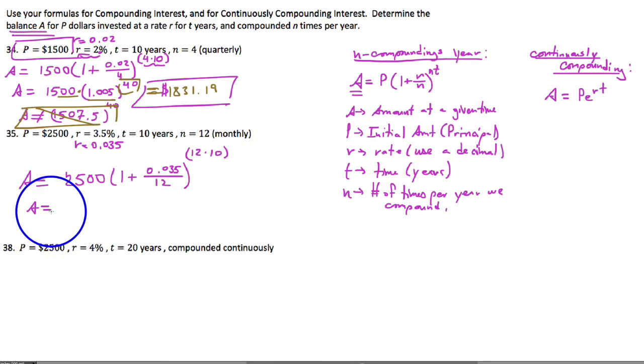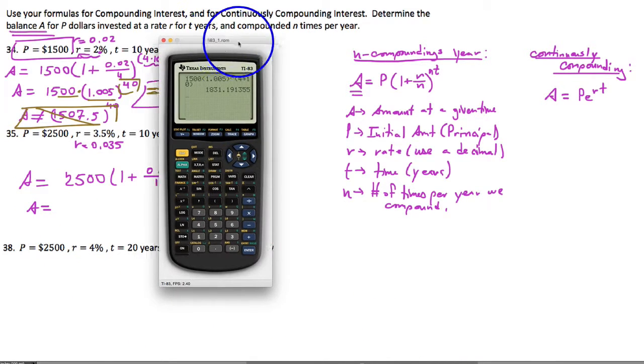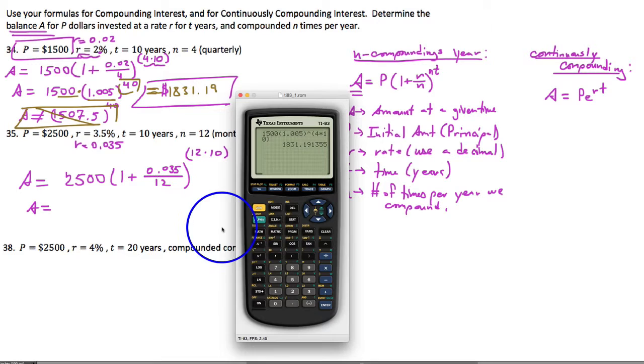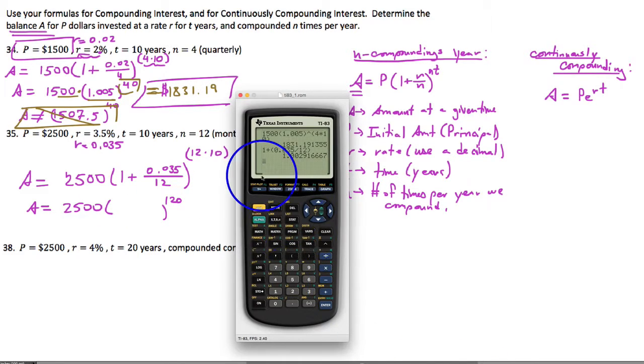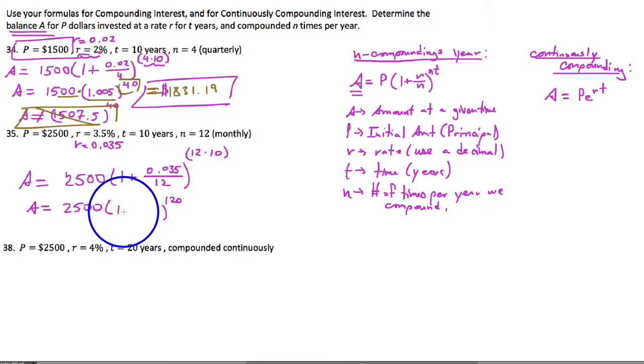So just like I did on the last one, what I'm actually going to do is start by finding what's inside these parentheses first. And so what I'll do is I'll say 1 plus 0.035 divided by 12. Okay, so I get this, 1 plus that. So this big long decimal. So I'm going to rewrite it here. We have 2,500, and this is to the 120 power here. But this would be approximately 1.003. Now, what I'm going to tell you is do not use this 1.003. Don't use approximations until the last step.